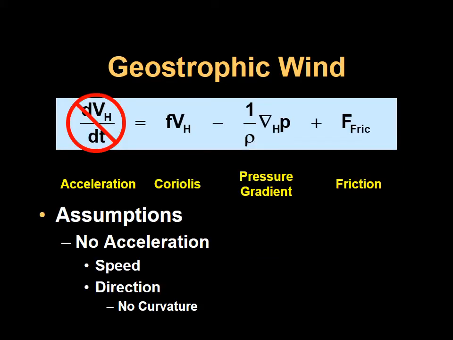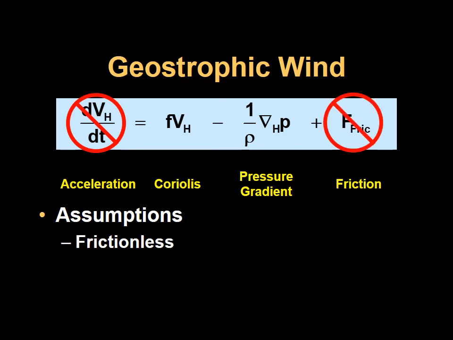So the assumptions for the geostrophic wind are that there's a balance, and balance means that there's no acceleration. Now, an acceleration of the horizontal wind can be because of speed, or it can be caused by direction. Anytime the wind is going around a curve, technically it's accelerating because it's changing its direction. It's a vector. So if we get rid of the acceleration, it means there's no change in speed and no change in curvature or direction. Also, it assumes that the wind is frictionless.